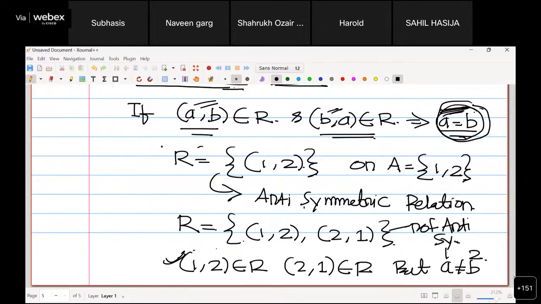So this is more or less the idea of anti-symmetry. You need to check if (A, B) is in R and (B, A) is in R, then it should imply that A equals B. Okay, sir, I got it.